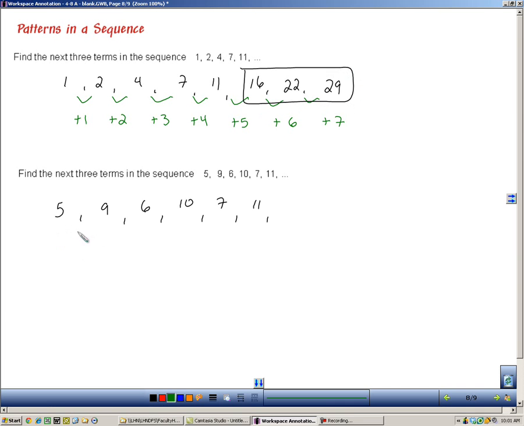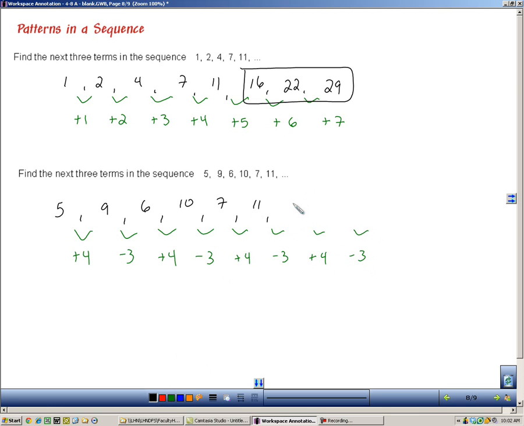Next sequence, we go from 5 to 9 by adding 4. And then from 9 to 6 by subtracting 3. We haven't encountered that before. 6 to 10 by adding 4. 10 to 7 by subtracting 3. And then 7 to 11 by adding 4. So it looks like +4 minus 3, +4 minus 3. So this will be a -3, then a +4, and then a -3.